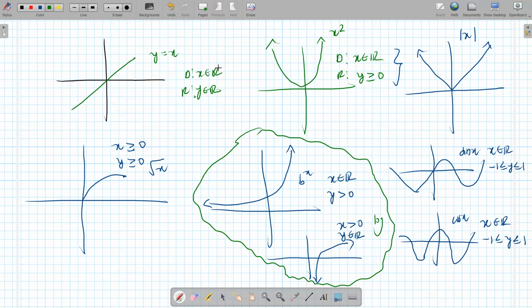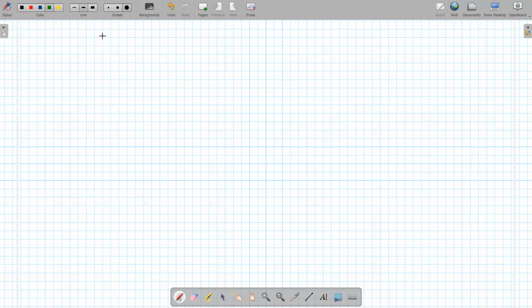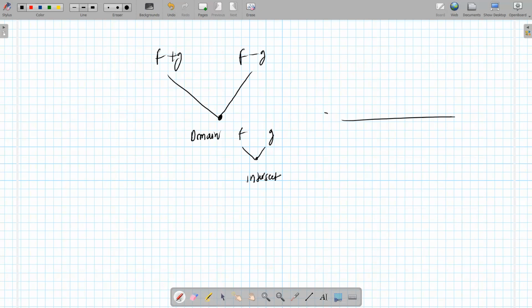What else do we do? We're combining functions. We're doing f plus g or f minus g. f and g are 2 independent functions. The combined function will have a domain where f's domain and g's domain intersect. Like if f goes from -infinity to +infinity, g goes from -2 to +2, they're intersecting right here. This is the part that they have in common.